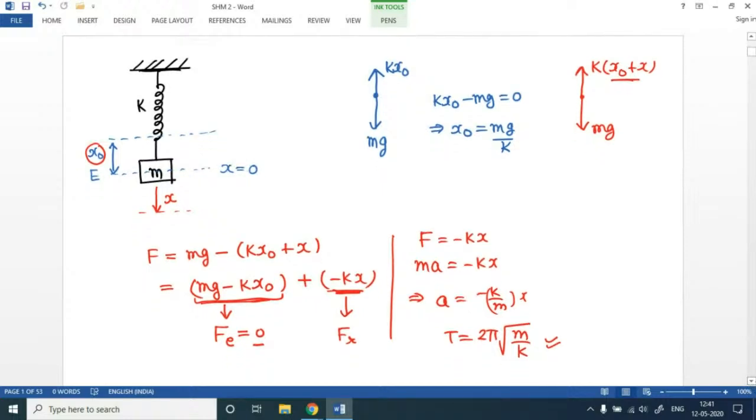Okay, so next time whenever we are writing the equation of force, we need not write this term over here, because anyway this term is going to become equal to 0. So we have to only bother about the restoring force term. We must not bother about the equilibrium forces, because it will be anyway turning out to be equal to 0.